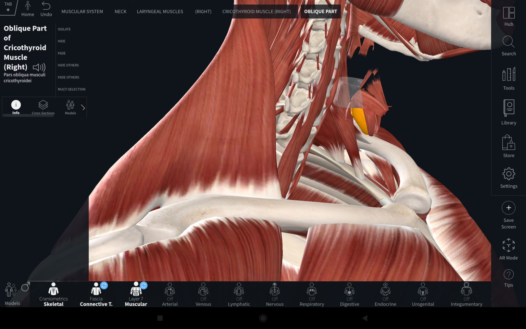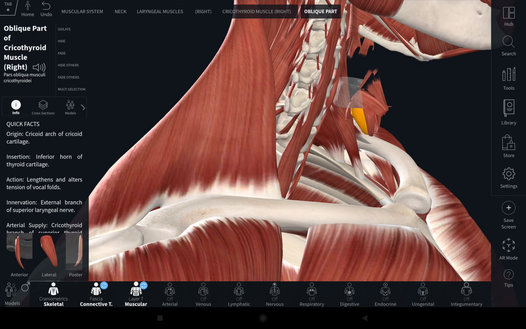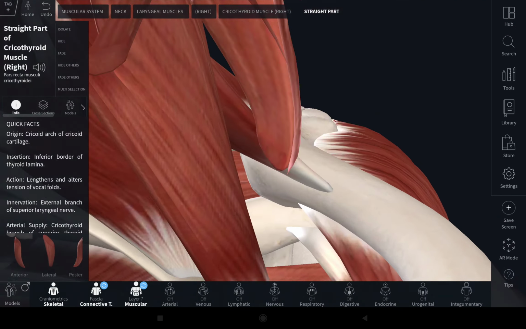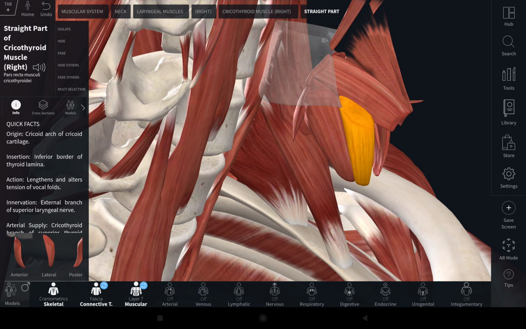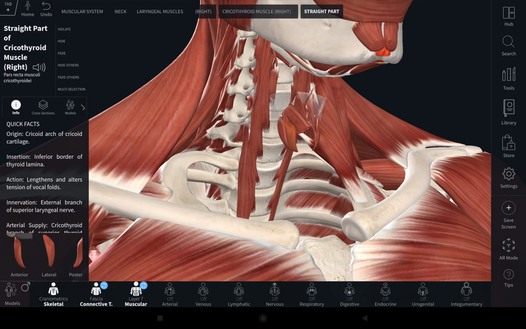This is the oblique part of the cricothyroid muscle of right side. This is the oblique part of the cricothyroid muscle of left side. Straight part of the cricothyroid muscle of right side.